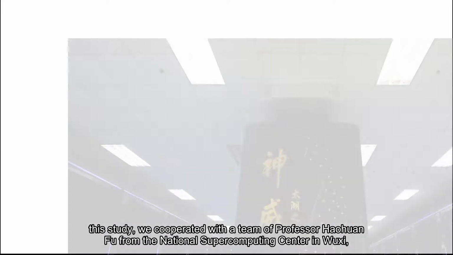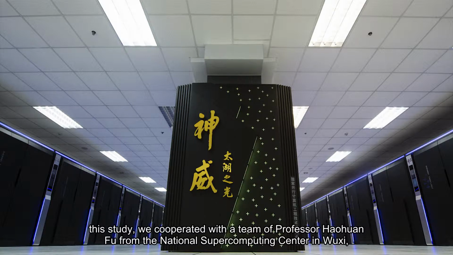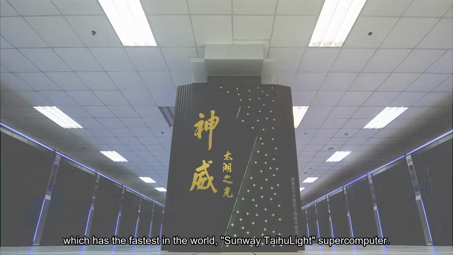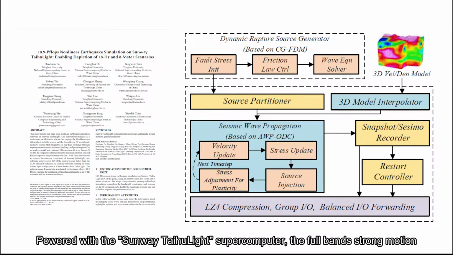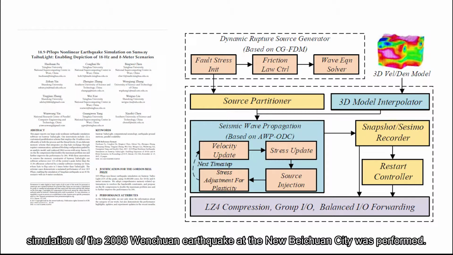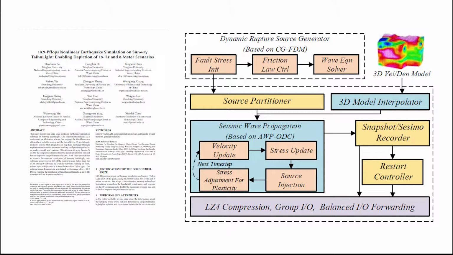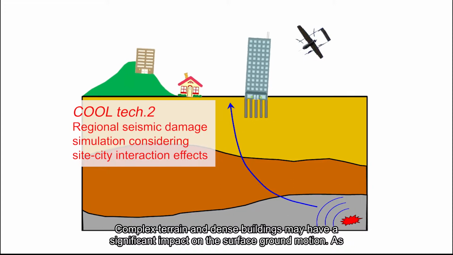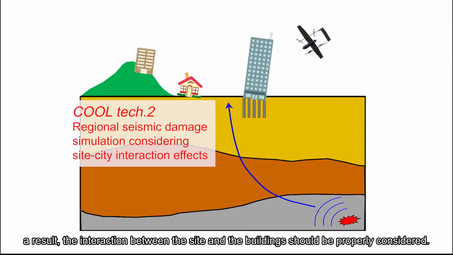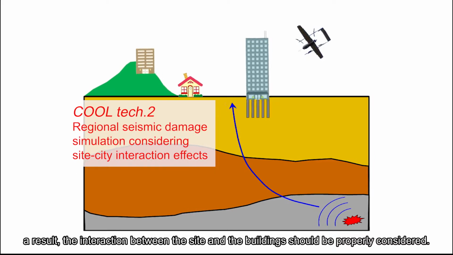In this study, we cooperated with a team of Professor Hao Han-Fu from the National Supercomputing Center in Wuxi, which has the fastest supercomputer in the world, the Sunway TaihuLight. Powered with the Sunway TaihuLight supercomputer, the full-band strong motion simulation of the 2008 Wenchuan Earthquake at the new Beichuan City was performed. Complex terrain and dense buildings may have a significant impact on the surface ground motion. As a result, the interaction between the site and the buildings should be properly considered.